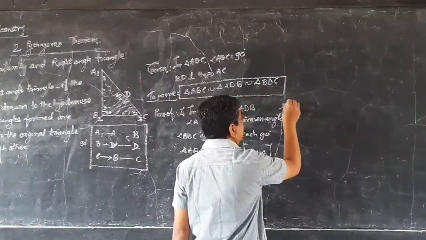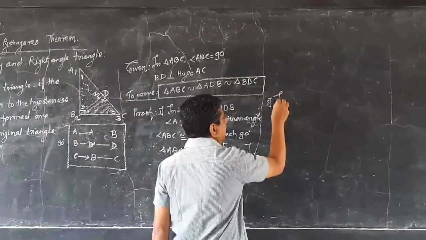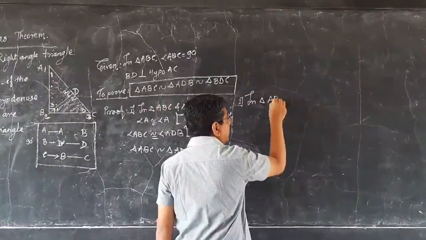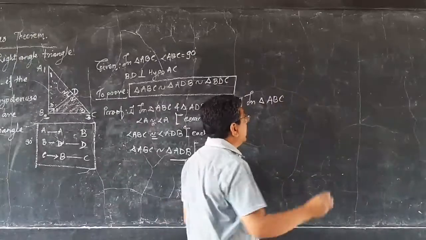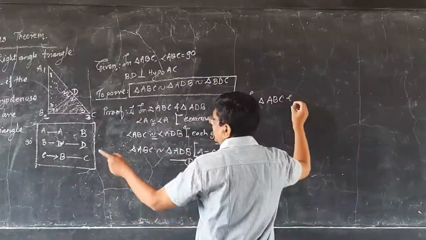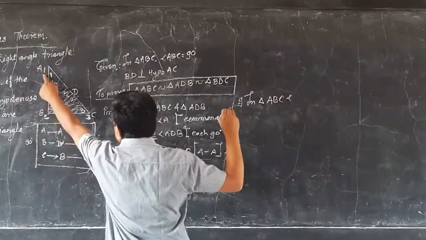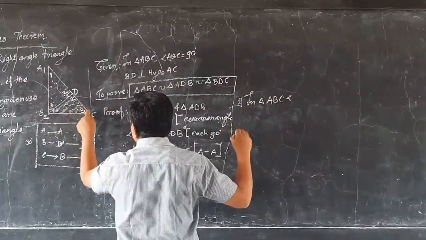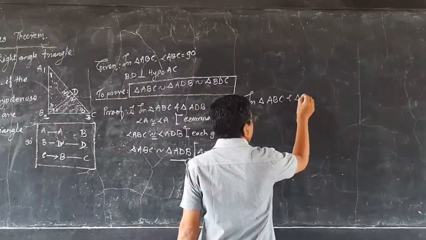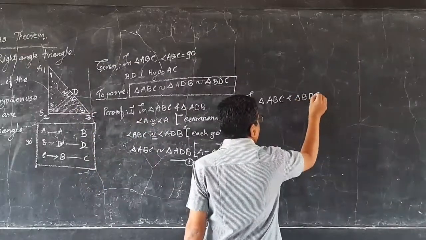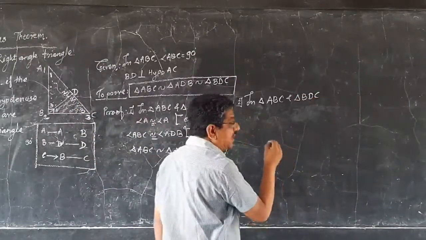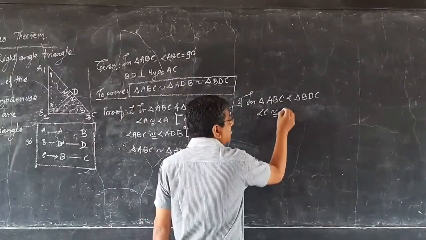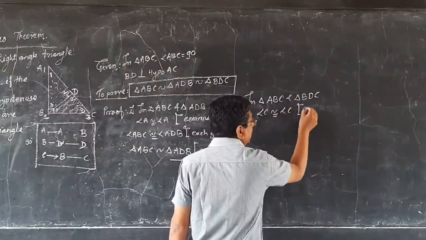Now, second step. Original triangle is ABC, and now the triangle first, second, third. First, second, third. Now for this triangle BDC, again, first take the common angle in both the triangles, that is angle C is congruent to angle C. It is a common angle.